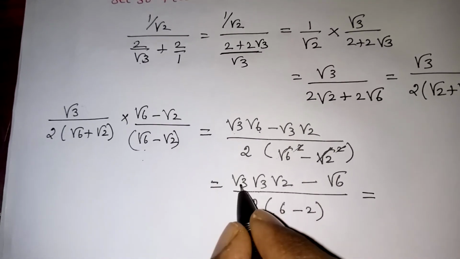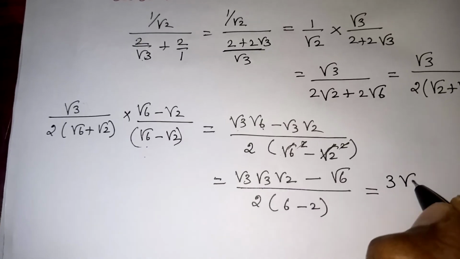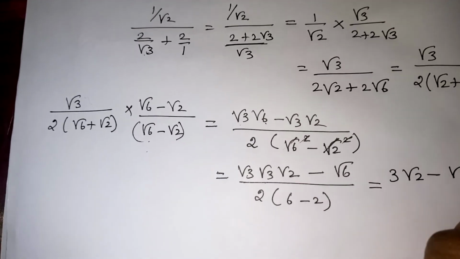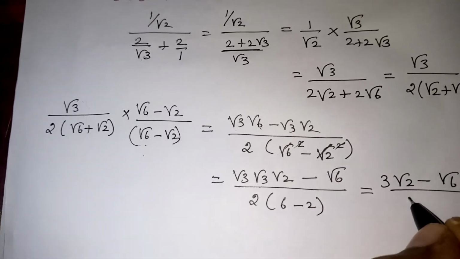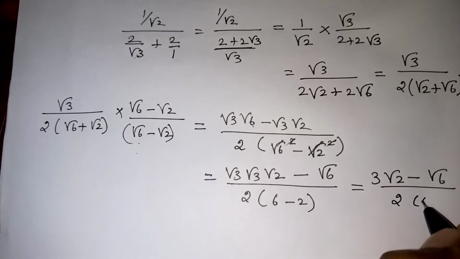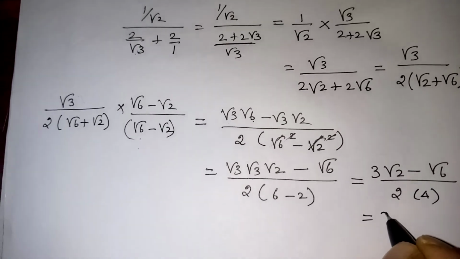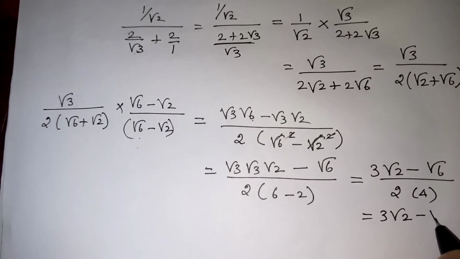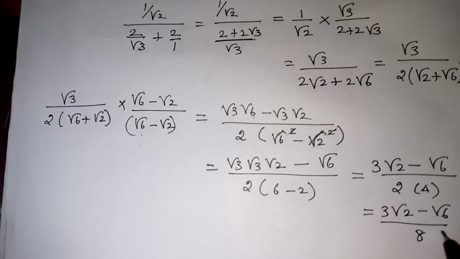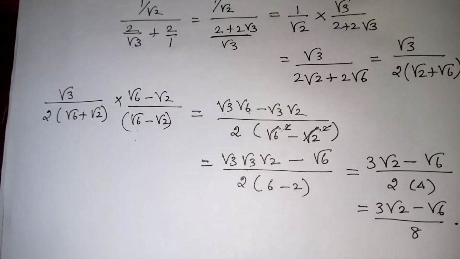Now here, root 3 into root 3 will give you 3 root 2, minus this root 6, by 2 into 4. 6 minus 2 will give you 4. So the final answer is 3 into root 2 minus root 6, divided by 8. So under conjugation we are finding this final answer.